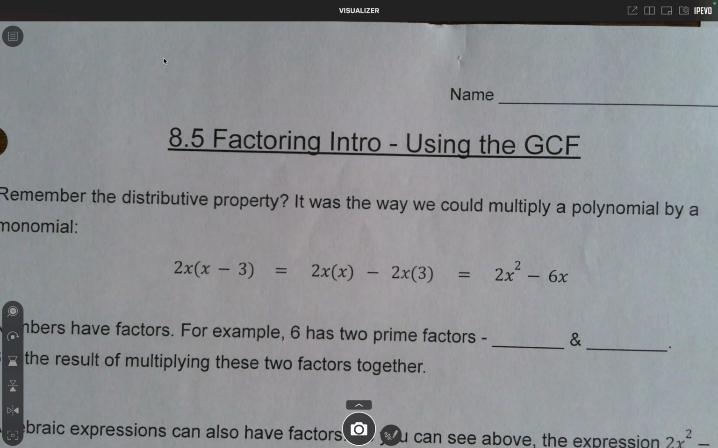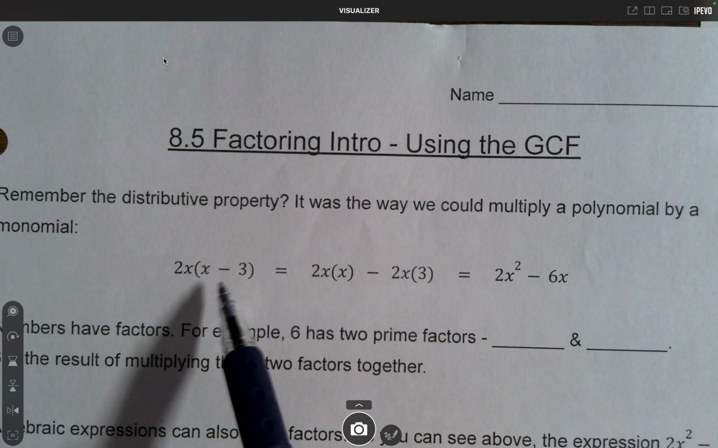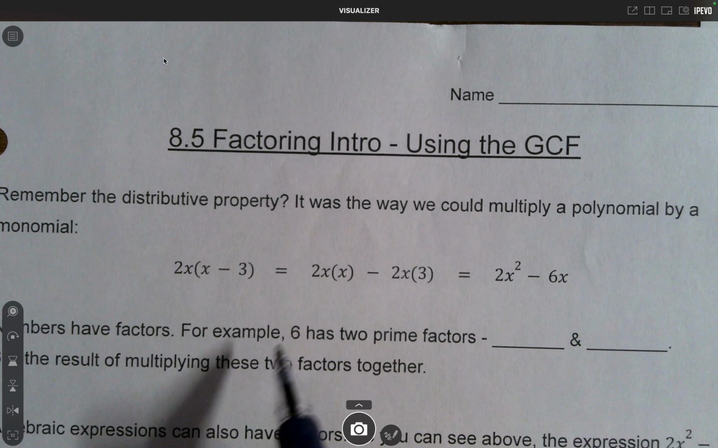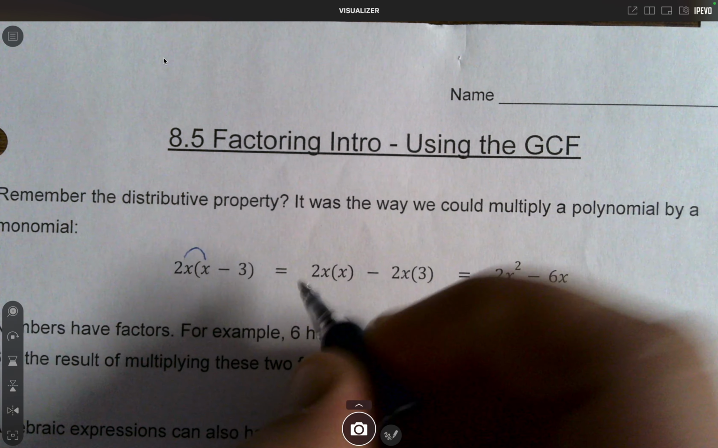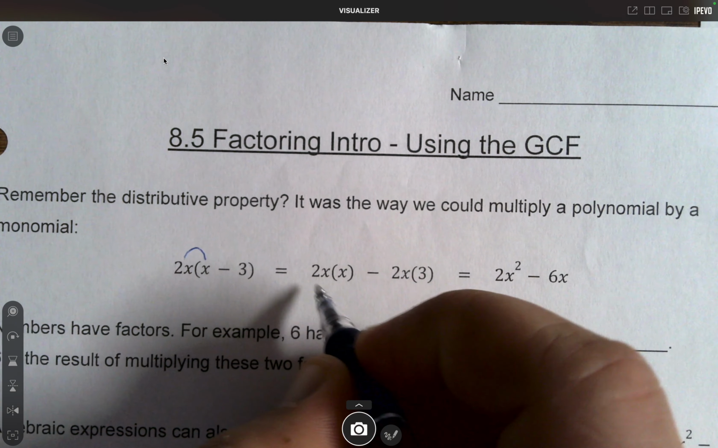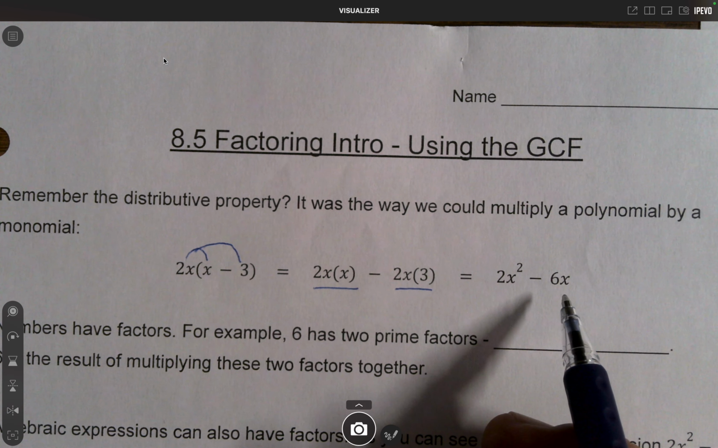You might remember the distributive property. It was the way we could multiply a polynomial, meaning something with more than one term, by a monomial, meaning something with just one term. In this example, this is the monomial, one term. This is the polynomial that has more than one term. Remember, we would multiply by the first term and multiply by the second term. Then 2x times x is 2x squared. 2x times 3 is 6x.